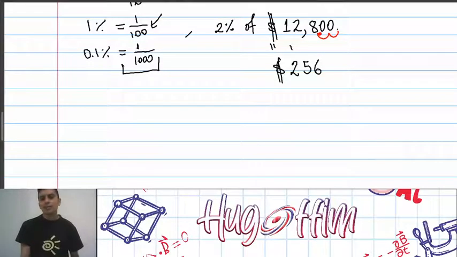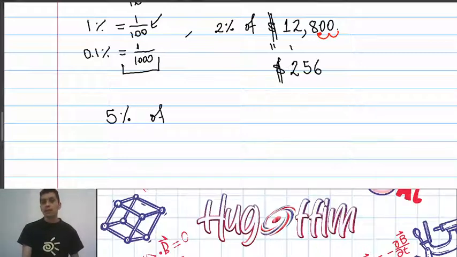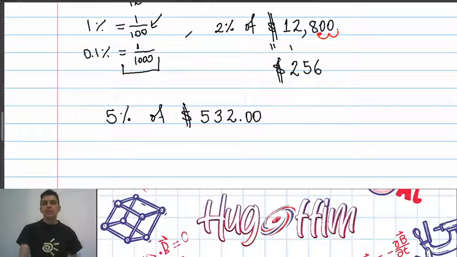Now let's see another example. What happens if somebody asks you to get 5% of, let's say we're talking about money, 5% of $532? Think of the strategy. How would you do it? What would be the first thing you would do? Think, how will you use your mind?